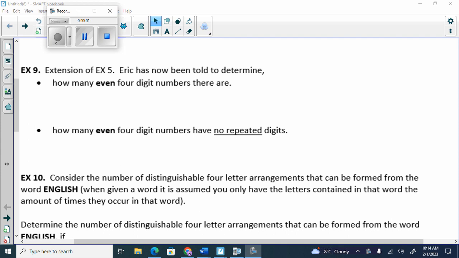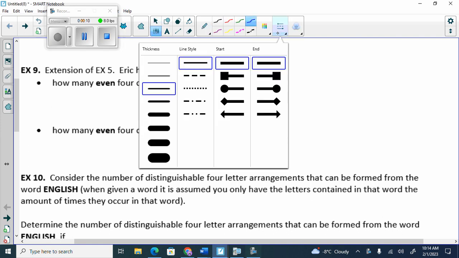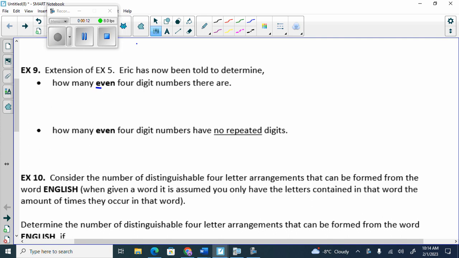So, yesterday we did odd 4-digit numbers, correct? Now we're doing even 4-digit numbers. And the not repeating is not the hard part. Most people are good with this. Even 4-digit numbers. So we know how many blanks do we have?